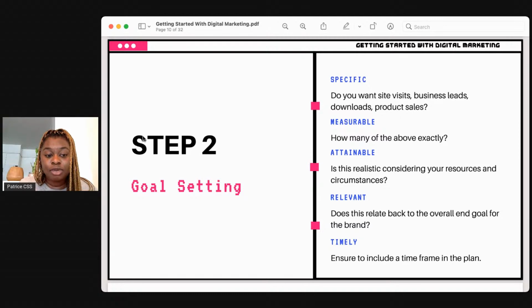Then, is it attainable? That's the A. It needs to be realistic considering your resources and your circumstances. All right? Say, for example, your goal is views, and you have an ad budget of £200, and that can get you 7,000 views. Would you then set a goal of 1 million views? Would that make sense, even though your ad budget can only get you 7,000? It makes no sense. It isn't realistic. It's not attainable for you with your resources.